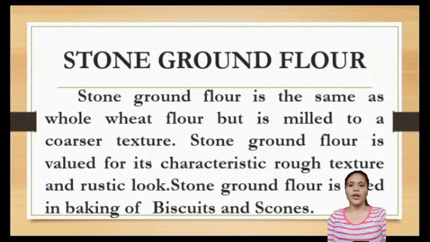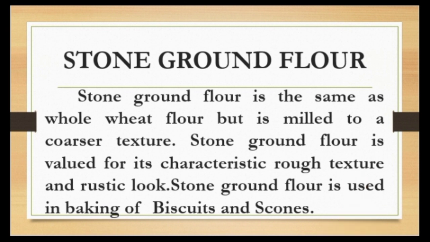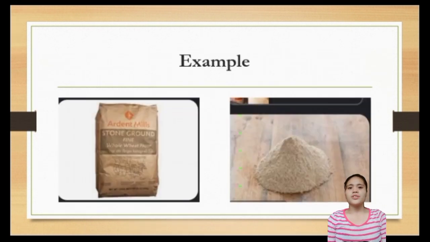Stone ground flour. Stone ground flour is the same as whole wheat flour but is milled to a coarser texture. Stone ground flour is valued for its characteristic raw texture and rustic look. Stone ground flour is used in baking biscuits and scones.